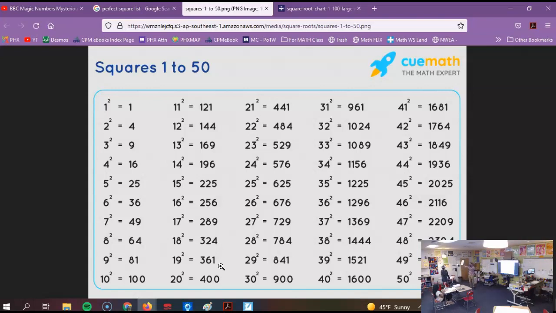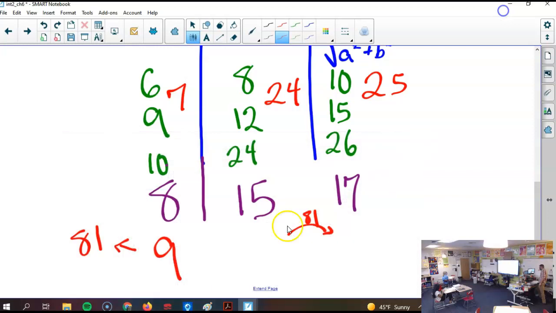Wait, what? I see who did it. Mr. Hall did it. Yeah. Why is he standing up again? 40 and 41? Oh, 1600, 1681. So you're saying 9, 40, and 41? Yep.